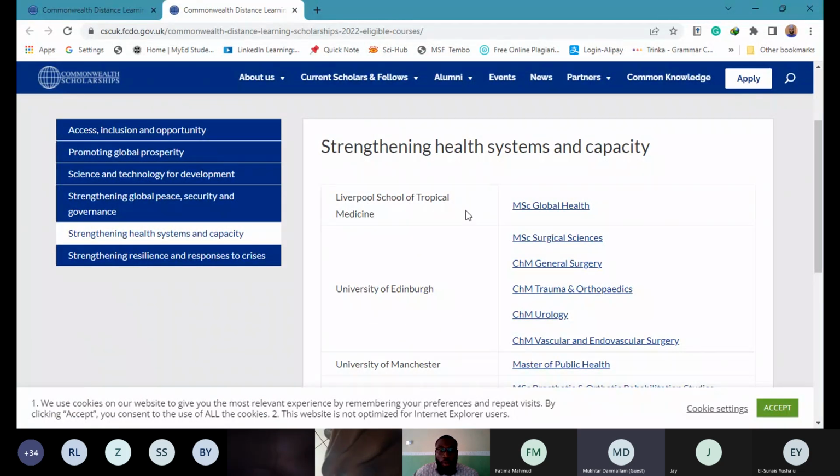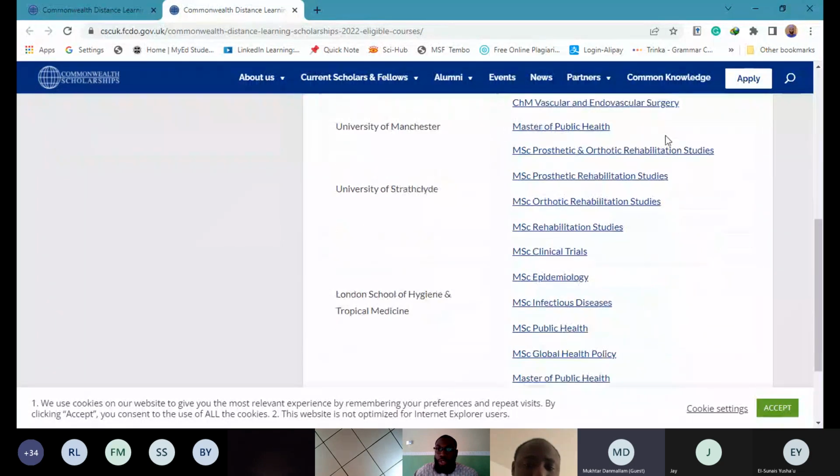So one thing we need to put into cognizance is the difference between these.